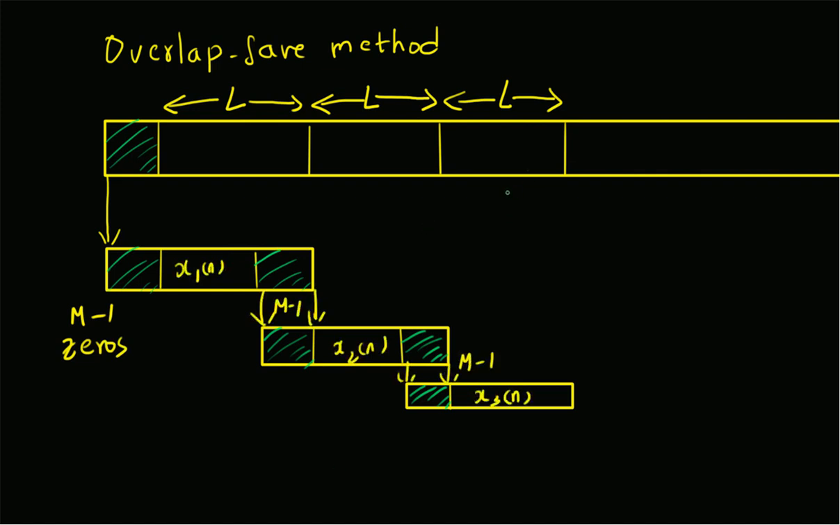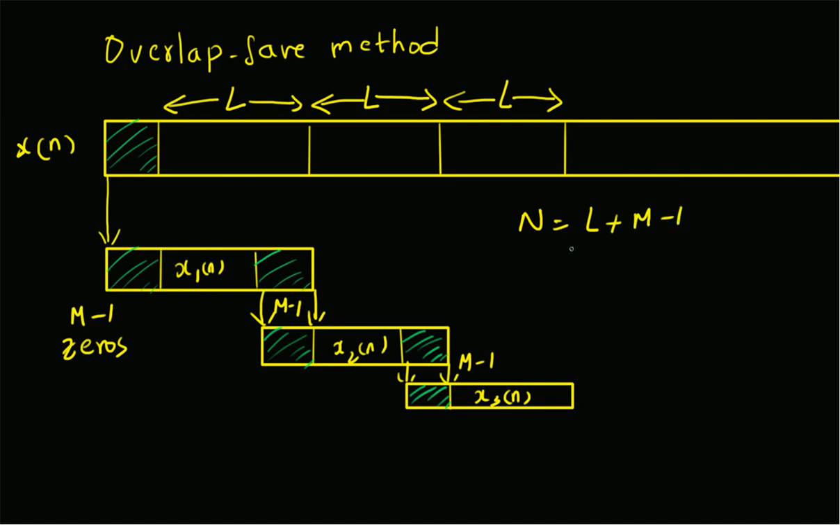This diagram illustrates the overlap save method. This long box represents the input sequence x of n, in which we have segments of length L. That is, each segment has L data values or L samples. Then we divide them into blocks of dimension N. So here the length N is equal to L plus M minus 1.